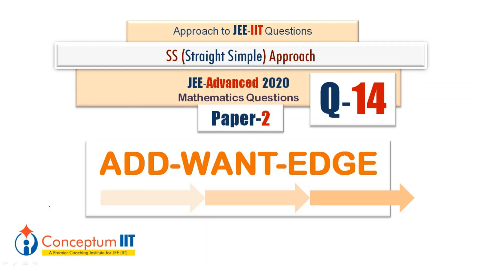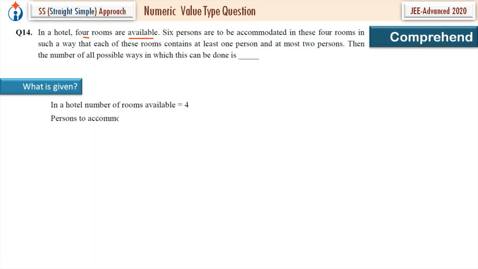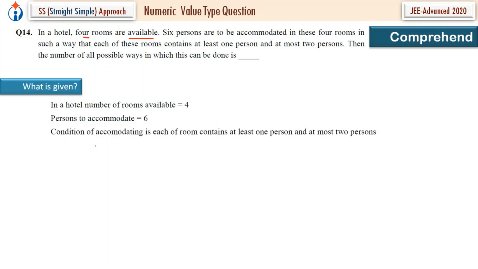Question number 14. Let's comprehend what is given. In a hotel, 4 rooms are available. 6 persons are to be accommodated in these 4 rooms in such a way that each of these rooms contains at least 1 person and at most 2 persons. So, total rooms in a hotel are 4, persons to be accommodated are 6, and the condition of accommodating is that each room contains at least 1 person and at most 2 persons.